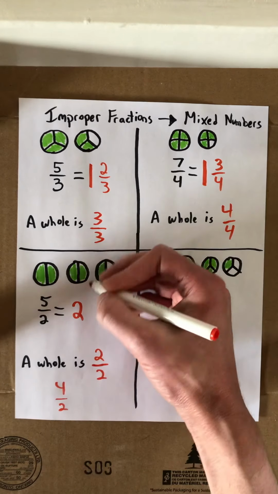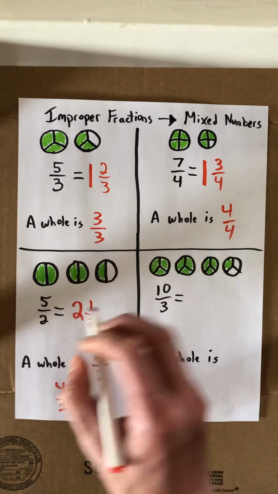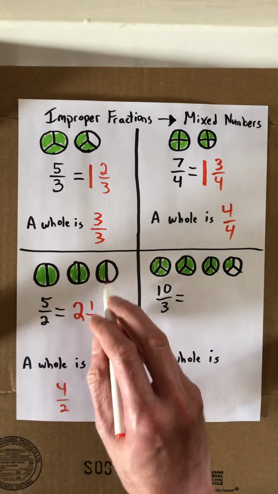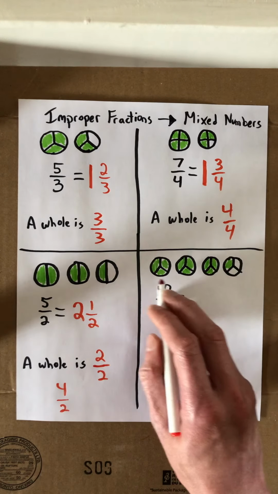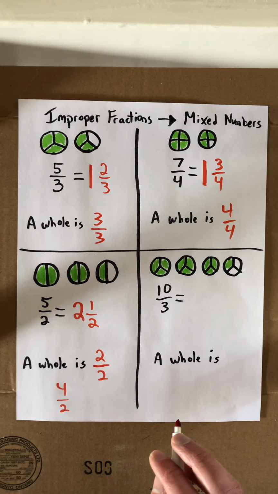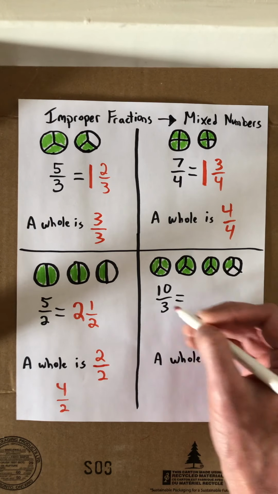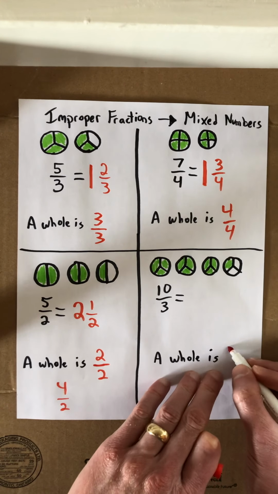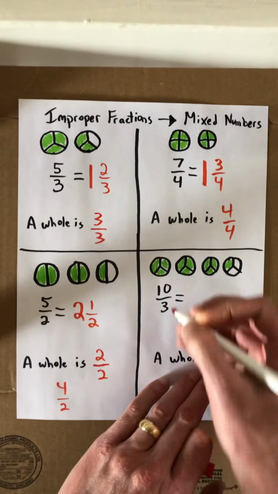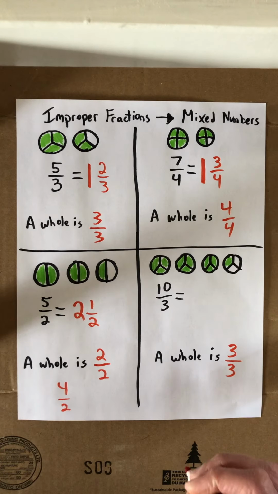5 take away 4 will leave me with a half. And again, the picture shows I have 2 wholes and a half. This one here, we again have more than one whole. If the denominator is 3, if it's out of 3, every whole is going to be 3/3. So I count up by 3's until I get as close to 10 as I can.